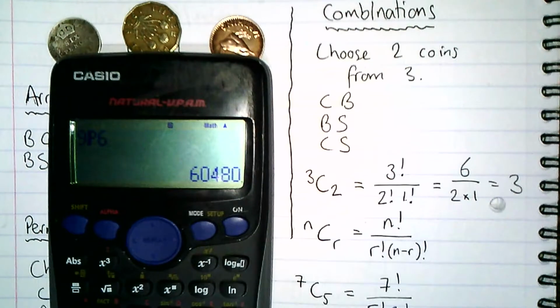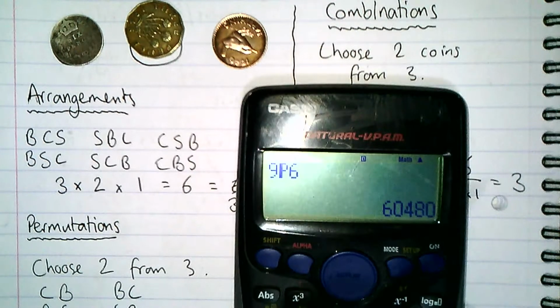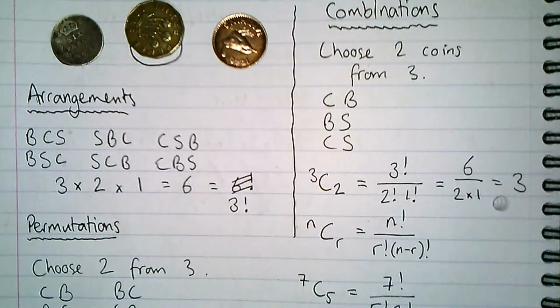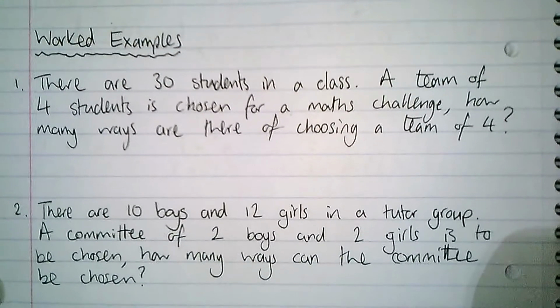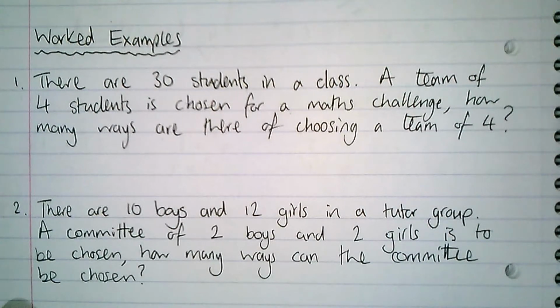So we're going to have a look at a couple of questions and look at using some of these calculations. So I'm going to put my calculator off screen, but I'll be using the same functions and writing some of the stuff down for these questions. So these are the typical kind of questions that you might get. So here, the first one, there are 30 students in a class. A team of 4 students is chosen for a math challenge. How many ways are there of choosing a team of 4?